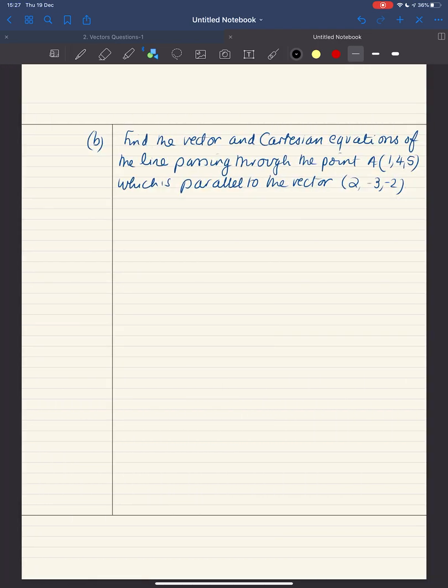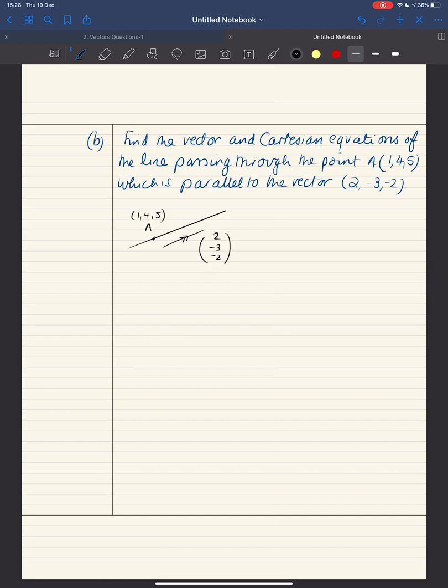Right, part B. Find the vector and Cartesian equations of the line passing through the point A, 1, 4, 5, which is parallel to the vector 2, minus 3, minus 2. Okay, so we've got a line now. It passes through the point A, which is coordinates 1, 4, 5, and then it's parallel to 2, minus 3, minus 2.